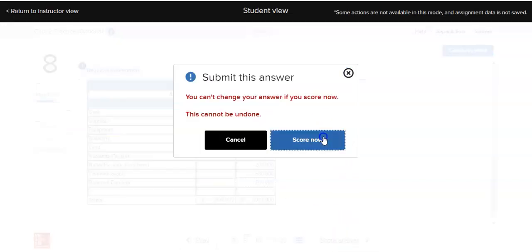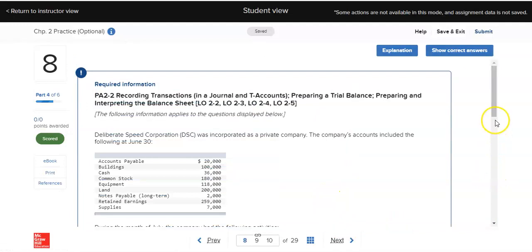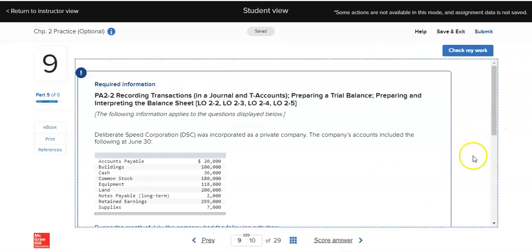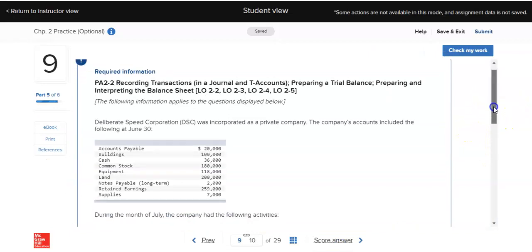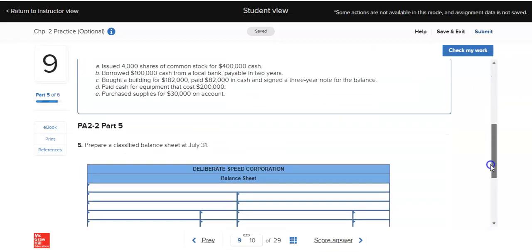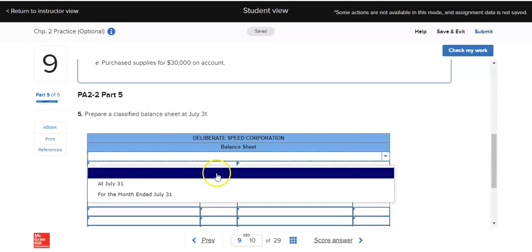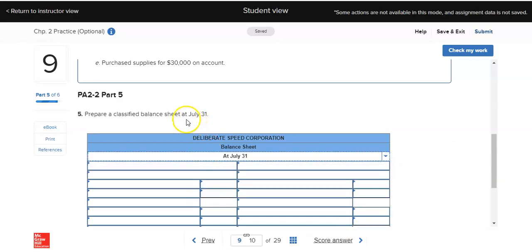Now our next step is to do a classified balance sheet. A classified balance sheet is a balance sheet in which we're separating out our assets and liabilities into current and non-current portions. So let's start first by putting the third line of our heading here. And a balance sheet, remember, is prepared for a specific point in time, in this case at July 31st. So we start by doing that. Now let's put our headings.